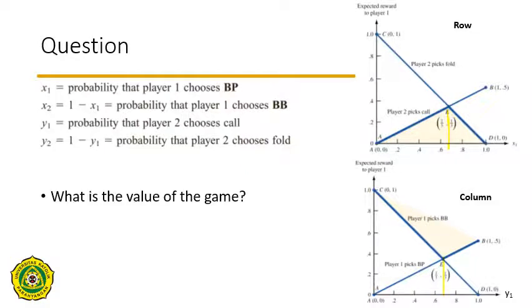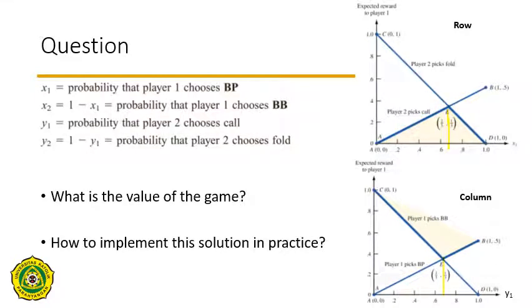Now the questions are: what is the value of this game? And second, how to implement this solution in practice? I mean, x1 equals 2/3. If you are player 1, then how can you implement that? 2/3 of the time you will choose the strategy BP. I will pause the video to give you time to think about these questions. I will give you the answer after the pause.